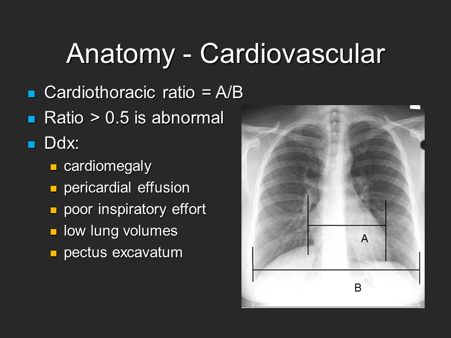The cardiothoracic ratio is equal to the greatest transverse dimension of the central shadow over the greatest transverse dimension of the thoracic cavity. This is shown as A over B in the corresponding image. In a good quality erect PA chest X-ray film, a cardiothoracic ratio greater than 0.5 is considered abnormal. Possible etiologies include cardiomegaly, pericardial effusion, poor inspiratory effort, low lung volumes, and pectus excavatum.